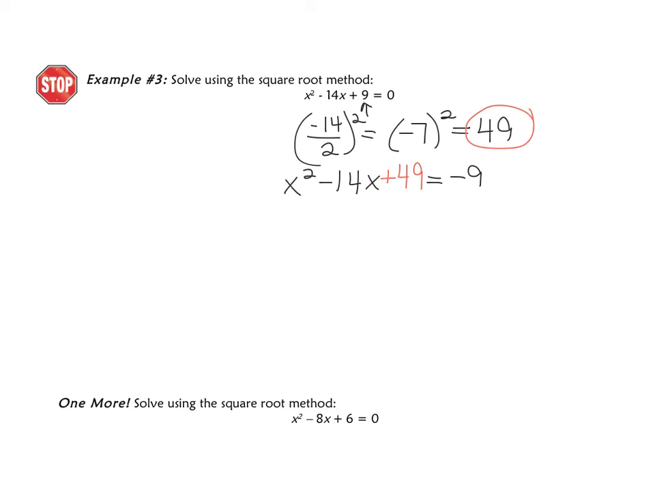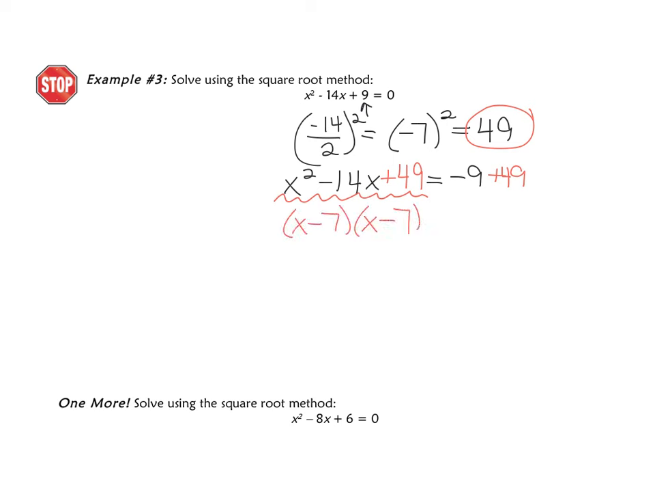Now 49 is that magical number that I add here to the left. I can't just add it to the left without adding it to the right, so I add it on the right side as well. Whoops, 49. So on the left side right now, I am ready to factor this trinomial. I look for two numbers that will multiply to be positive 49, but at the same time they have to add up to negative 14, so they are negative 7 and negative 7.